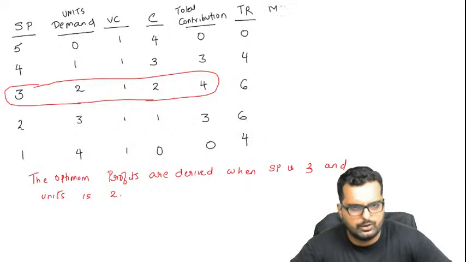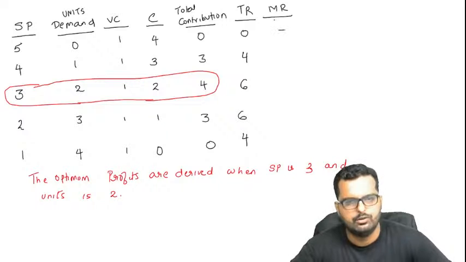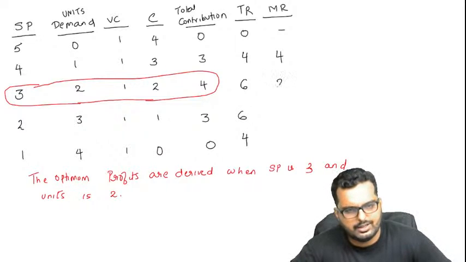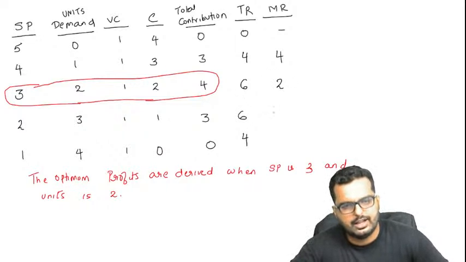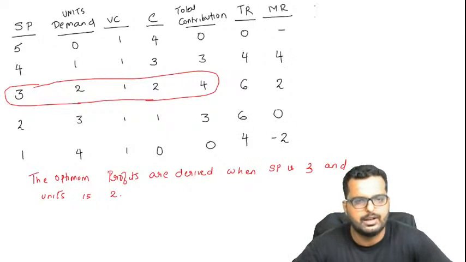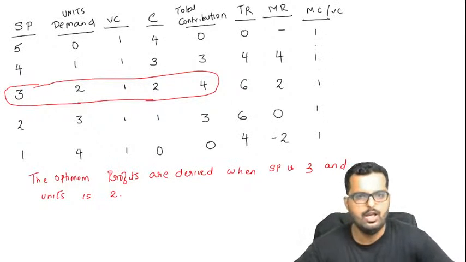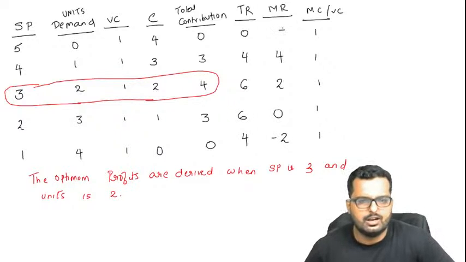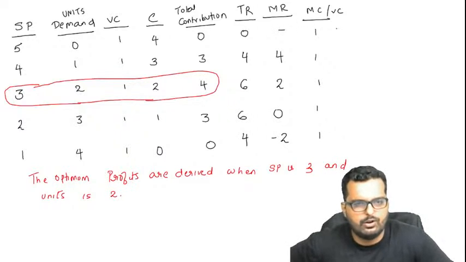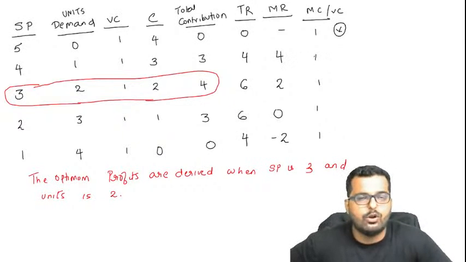From this total revenue, I can find out the marginal revenue. First one not applicable. Second one, we have an additional revenue of 4. Third one, additional revenue of 2. Next one, additional revenue of 0. Final one, additional revenue of minus 2. Whereas my marginal cost or variable cost in this question is how much? 1, 1, 1. So here my additional revenue and additional cost do not match, so I will not consider this one. Additional revenue 4, additional cost is 1.